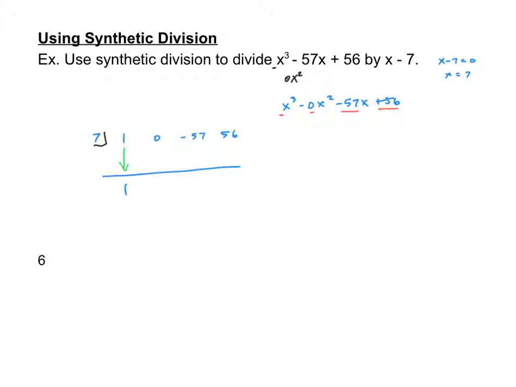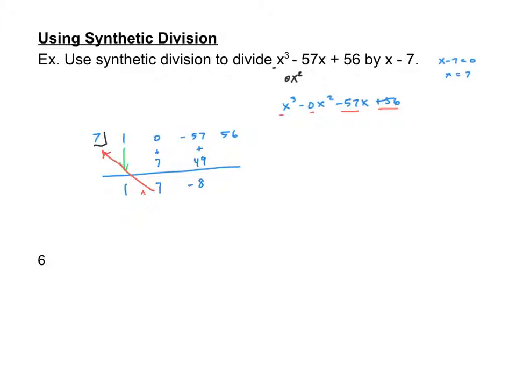We are going to multiply at an angle. So 1 times 7 is going to give me a 7. Then I'm going to add down again. 7 times 7 is going to give me a 49. I am going to add down. -57 plus 49 is going to give me a -8.